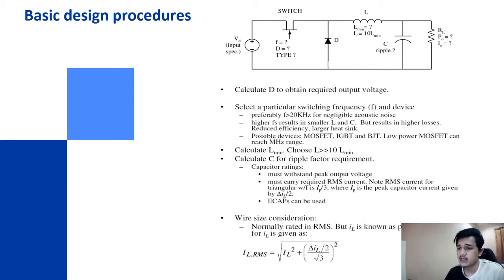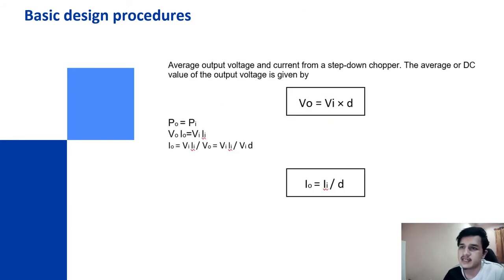Lastly, wire size consideration is normally read in RMS, but IL is known as the peak RMS value. For IL, the RMS is given as IL RMS equal to, as we can see in the formula on the slide. Next, average output voltage and current for the step down chopper.